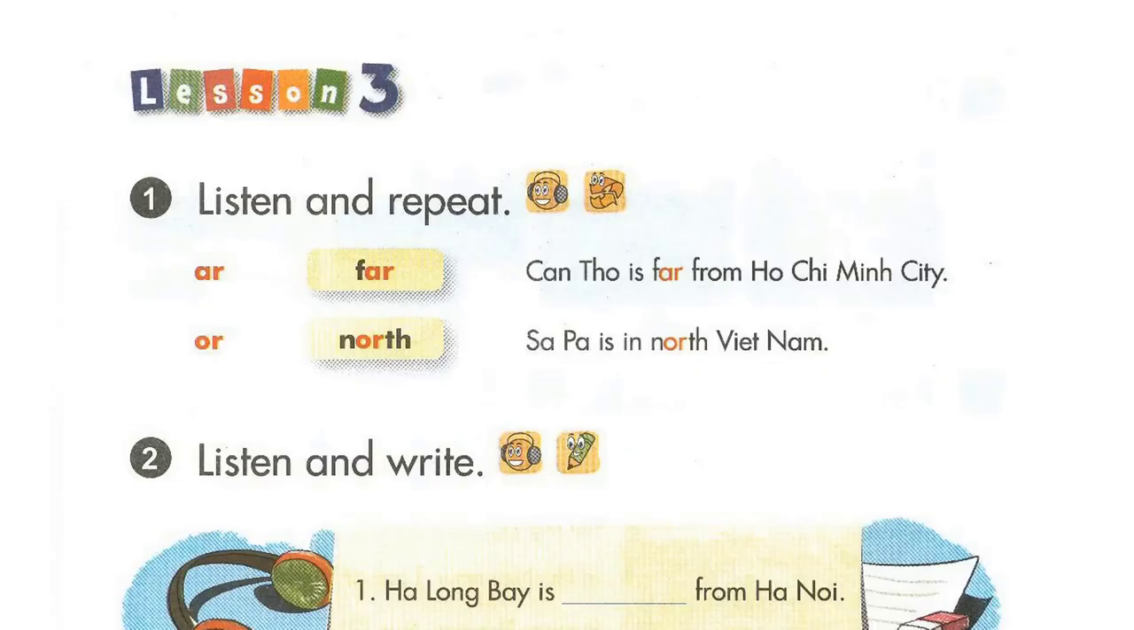Page 68. Lesson 3. Activity 1. Listen and repeat. Far. Can Tho is far from Ho Chi Minh City. Or. North. Sapa is in North Vietnam.